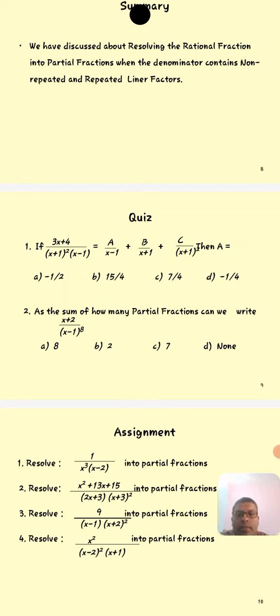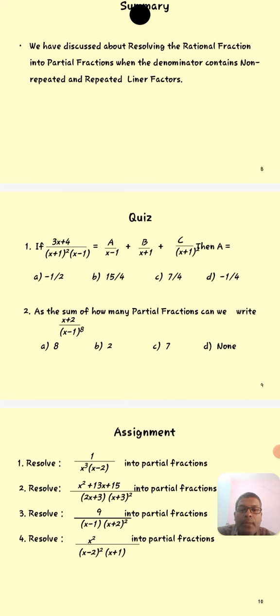Okay, now we see the assignment. Resolve 1 by x cube into x minus 2 into partial fractions. You observe here in the denominator x is 3 times, x minus 2 is only 1 time. So here x is a repeated linear factor and x minus 2 is a non-repeated linear factor.